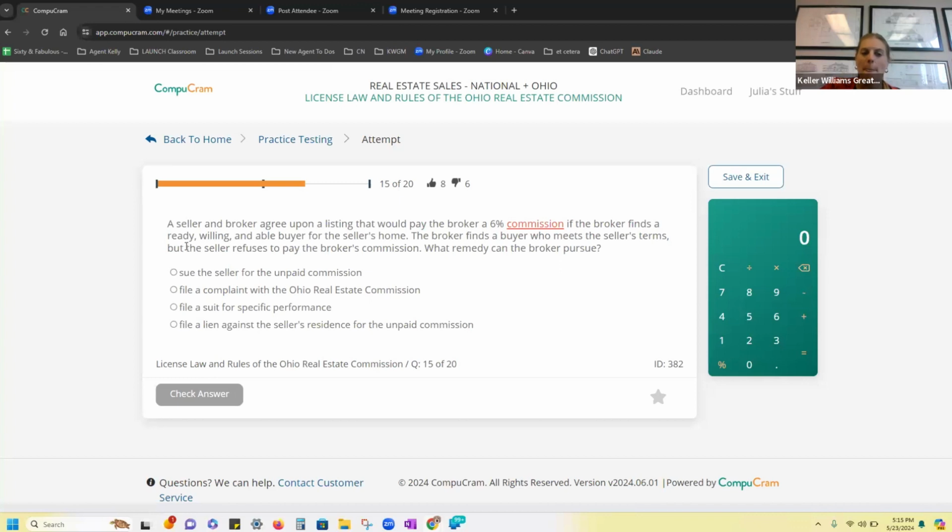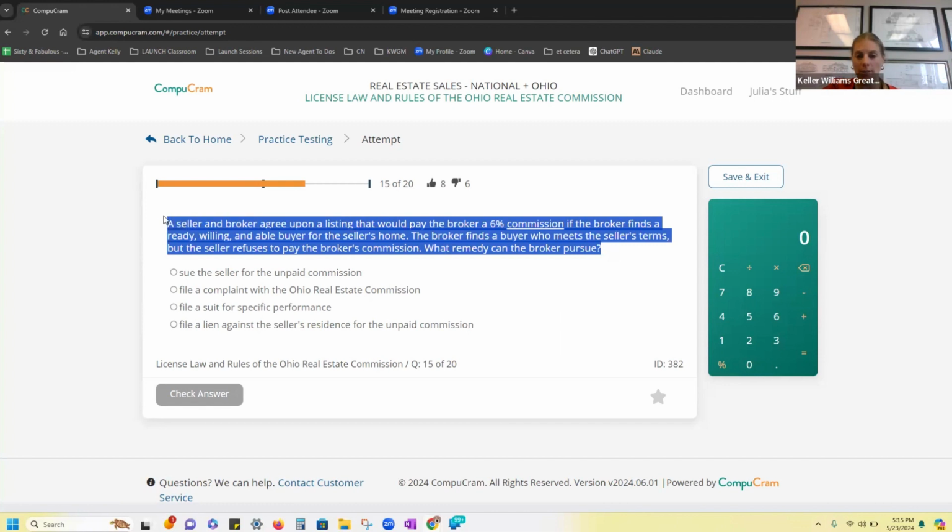Okay. A seller and broker agree upon a listing that would pay the broker a 6% commission if the broker finds a ready, willing, and able buyer for the seller's home. The broker finds a buyer who meets the seller's terms, but the seller refuses to pay the broker's commission. What remedy can the broker pursue? A, sue the seller for an unpaid commission, B, file a complaint with the Ohio Real Estate Commission, C, file a suit for specific performance, or D, file a lien against the seller's residence for the unpaid commission?